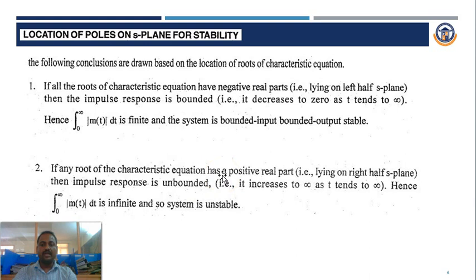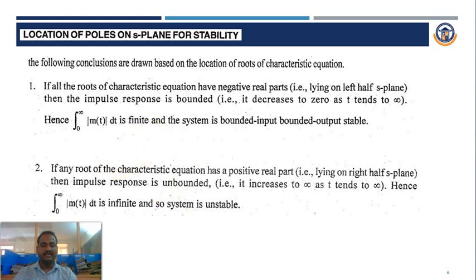So the following conclusions are drawn based upon the locations of the roots of the characteristic equation. If all the roots of the characteristic equation have negative real parts, that is the roots lie on the left half of the S-plane, then the impulse response is bounded, that is it decreases to 0 as t tends to infinity. Hence the integral from 0 to infinity of m(t) dt is finite, and the system is bounded input and bounded output stable.